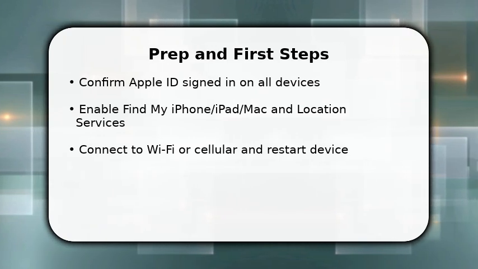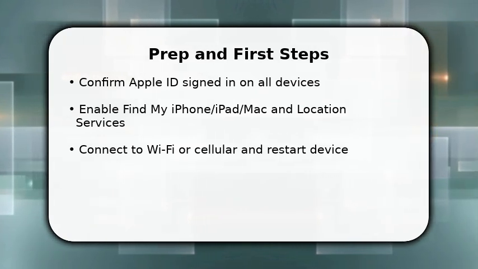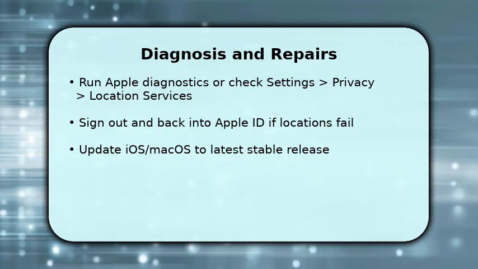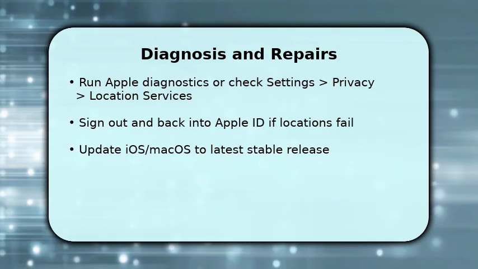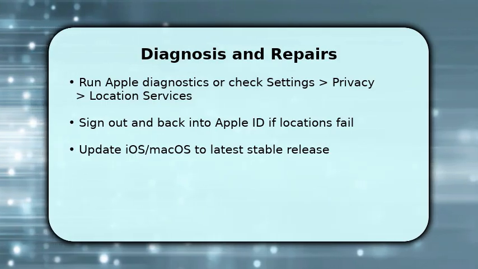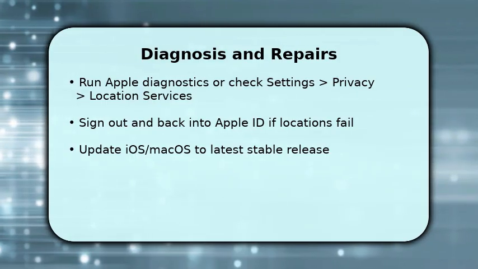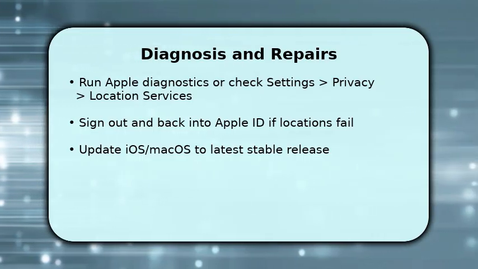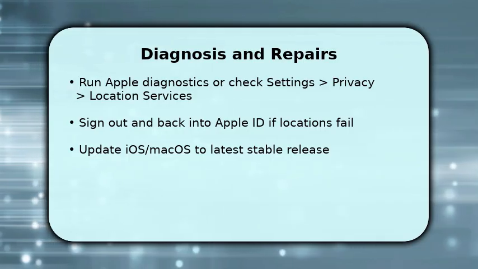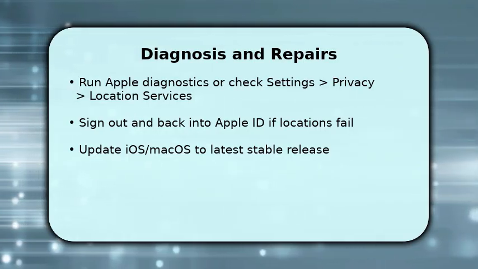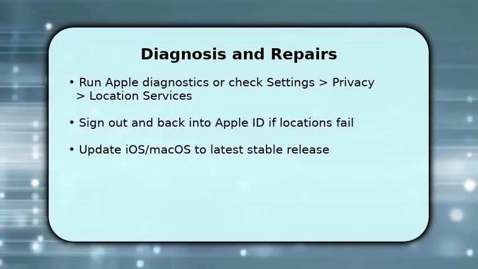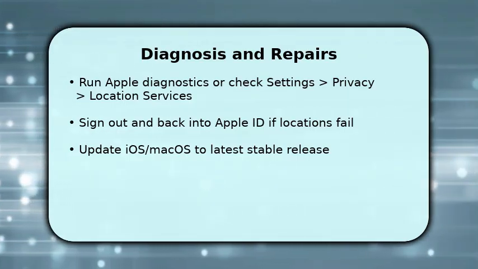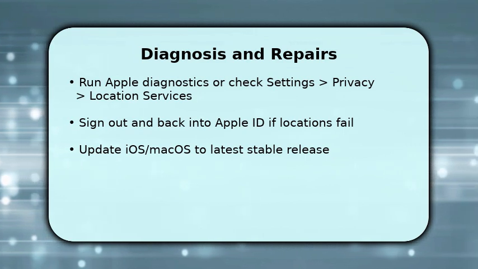Next, diagnose why Find My isn't reporting location. Check settings for location services and ensure the app has precise location permission because that directly affects accuracy. If permissions look correct, sign out of your Apple ID, then sign back in to reset authentication tokens. This often resolves account sync problems. Also update iOS or macOS to the latest release because system bugs affecting Find My are commonly fixed in updates. If needed, toggle airplane mode briefly to force a new network handshake.